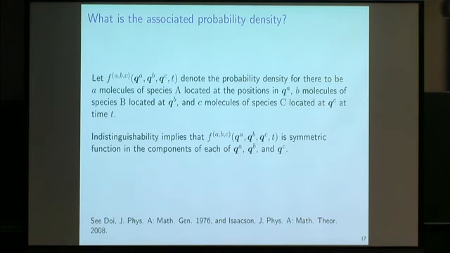So what I'm going to assume is that this is symmetric. So if I take Q sub J A and Q sub I A, the positions of two molecules, and I flip them in the QA state vector, it shouldn't change. It should be invariant. Okay? So we'll assume that this is a symmetric function in the components of these vectors individually.